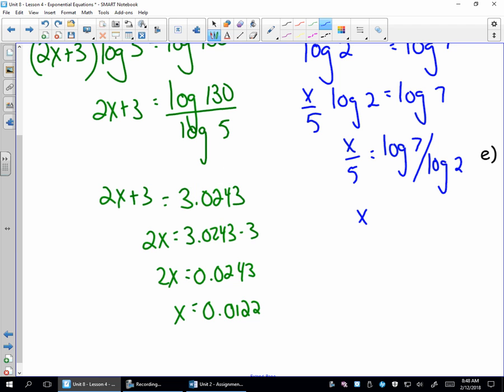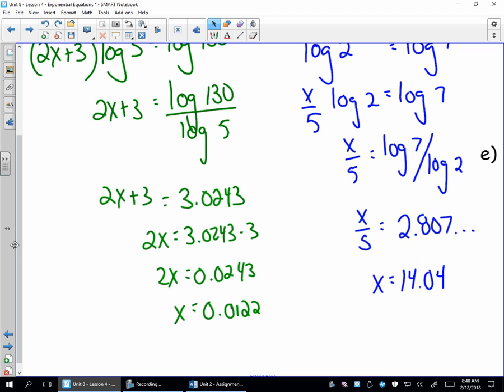That's okay. We'll get x over 5 is 2.807 dot dot dot. That's what x over 5 is. I want x. So multiply by 5. And you should get approximately 14.04.